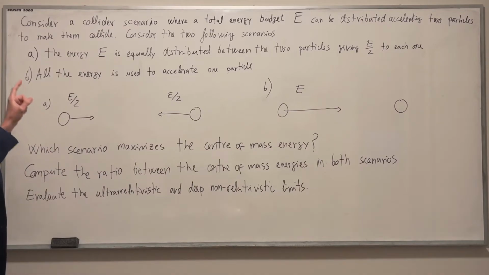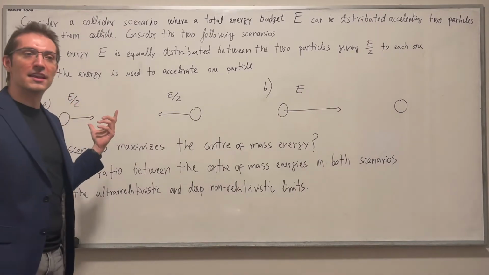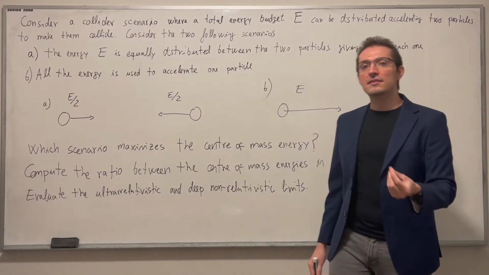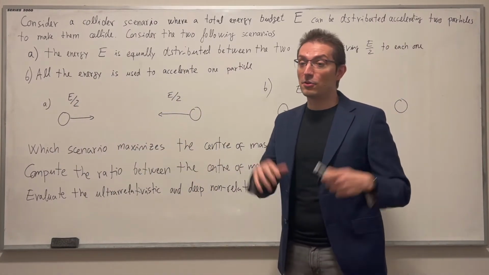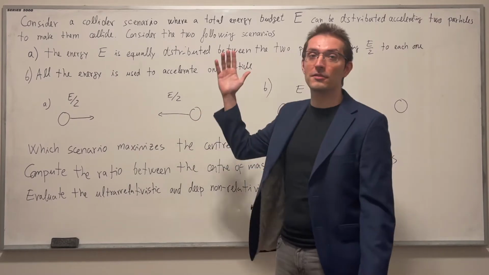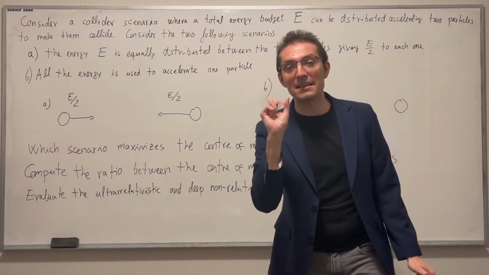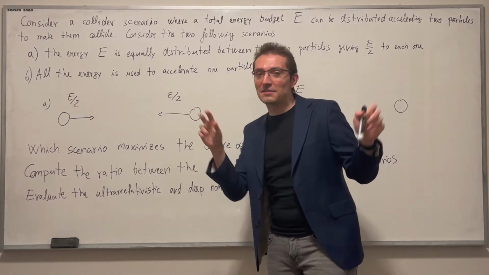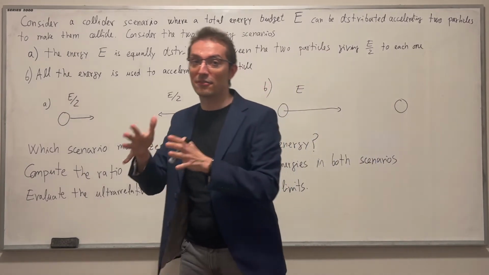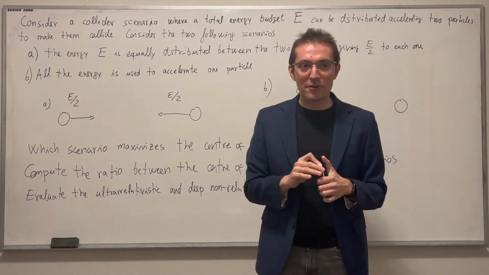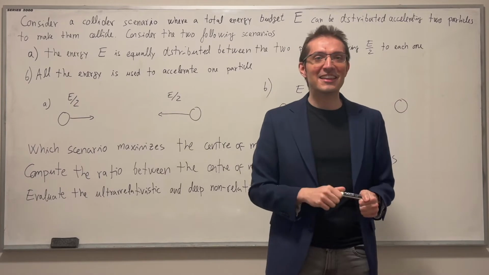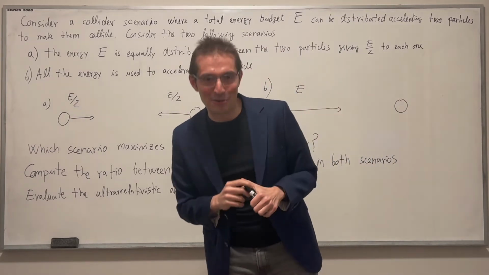Well, the question is, which one of these two scenarios is better in order to maximize the center of mass energy? Now, the center of mass energy is the important bit. When you hear the LHC can reach this amount of energy, they talk about center of mass energy. And that means not the energy of the center of mass, but the energy in the center of mass frame. The energy in the center of mass frame is what produces all those jets and all those particles that you want to detect at the LHC. That's the real energy in the collision, if you want.